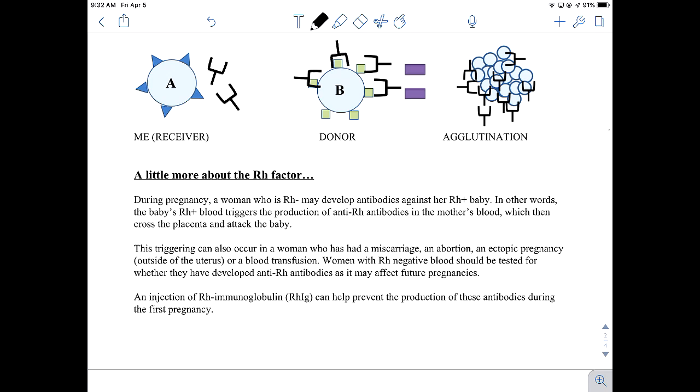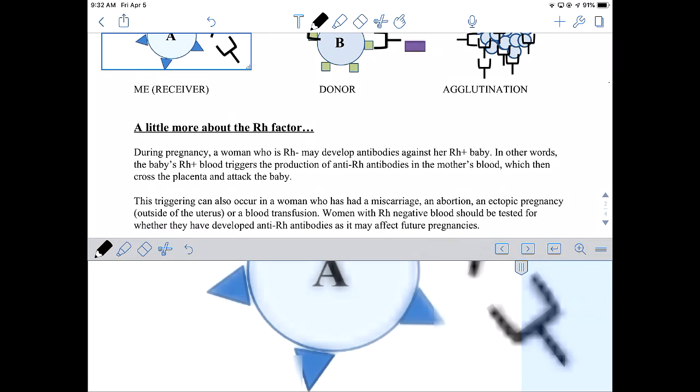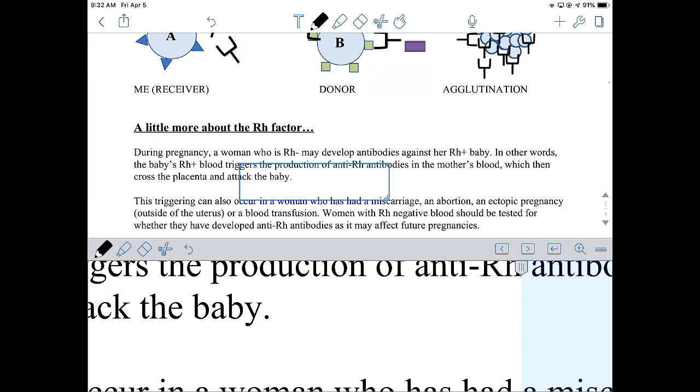Let's put that there. But how does it attack the baby if the baby has Rh negative? It would only be if the baby was Rh positive. So the mother would be Rh negative and the baby would be Rh positive. That would only happen if your partner was also Rh positive. So Rh positive is a dominant trait.